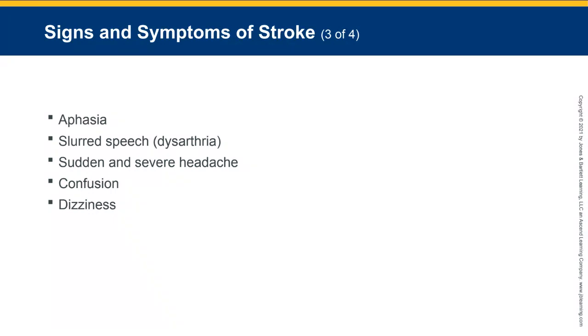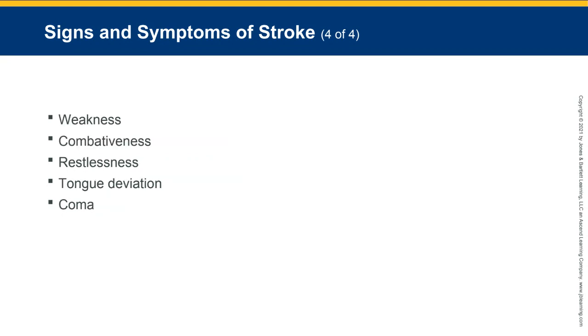Aphasia, that's speech again. Is there a speech issue? Slurred speech, dysarthria, and aphasia would be left side, slurred speech would be right side. Sudden and severe headache, confusion, dizziness. Weakness, combativeness, restlessness, tongue deviation. They can also have issues naming objects, and they can have issues using simple objects. So the signs and symptoms vary.